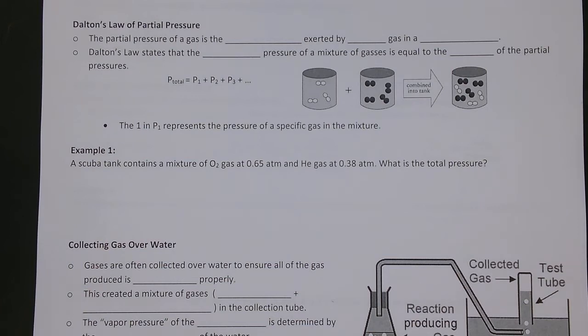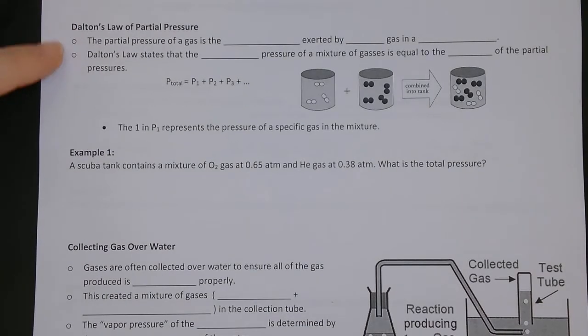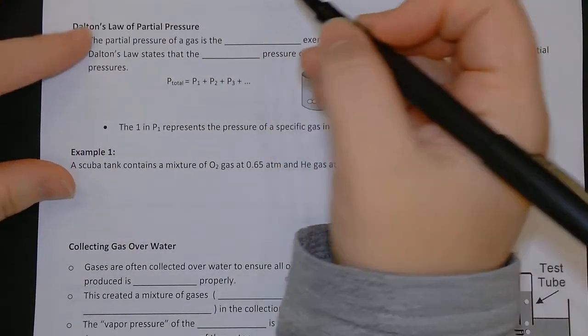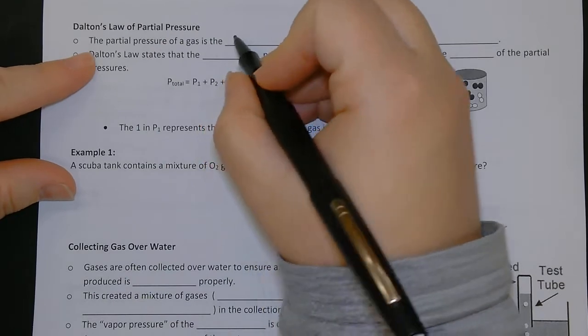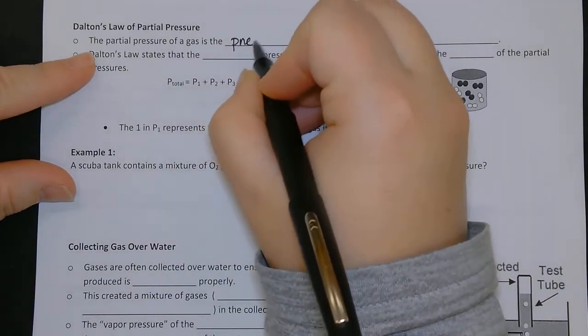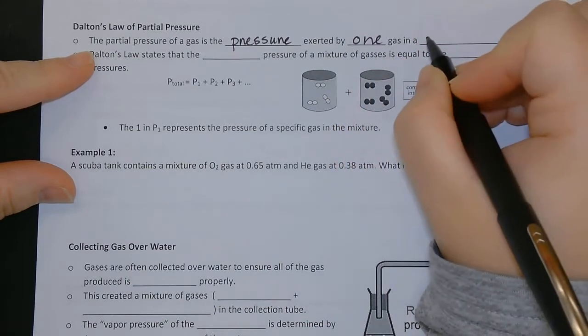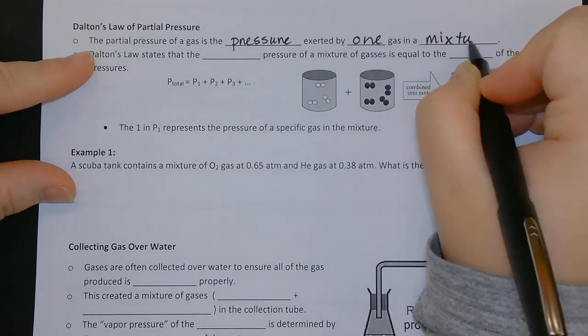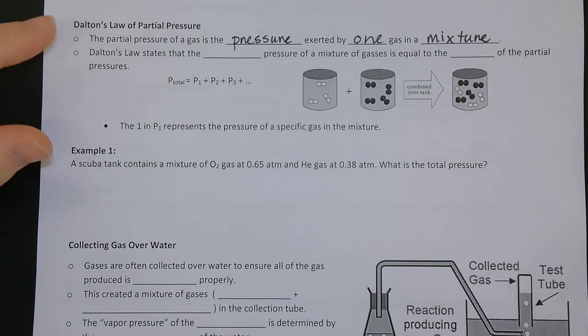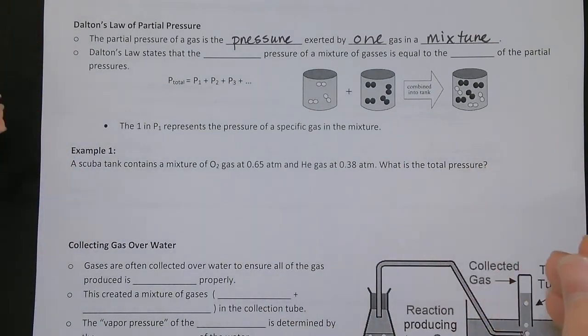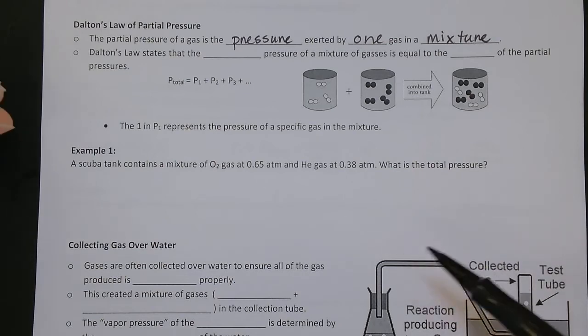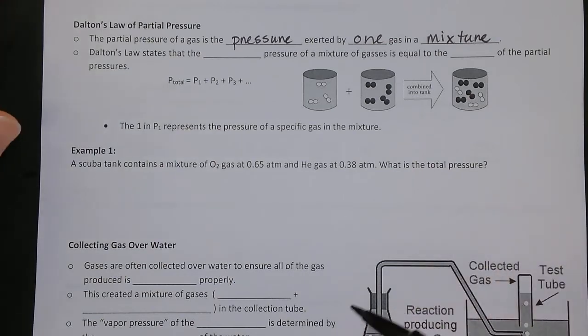All right, we are taking a look at the second part of our gas laws, which is Dalton's law of partial pressure. When we say partial pressure, the partial pressure of a gas is the pressure exerted by one gas in a mixture of gases. So if we have a mixture of gases, multiple things all mixed together, when we say partial pressure, we're just focusing in on the pressure of one of those gases.